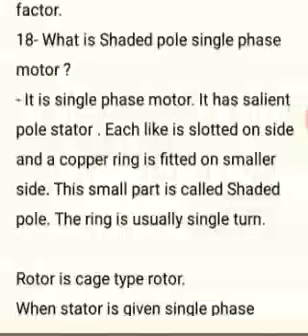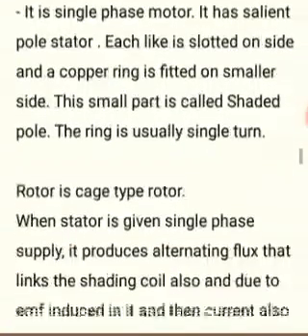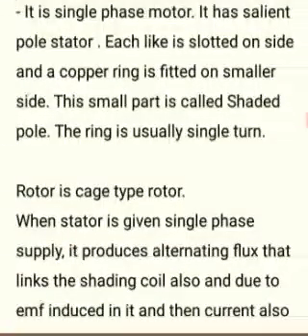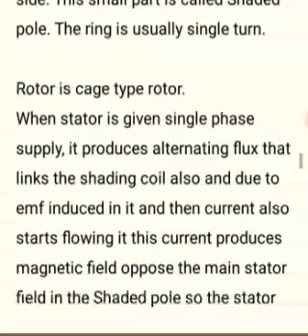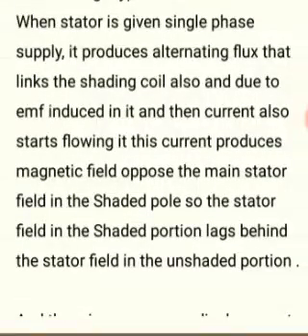What is the shaded pole single phase motor? It is a single phase motor. It has a salient pole stator. Each pole is slotted on the side and copper rings are fitted on the smaller side. The small part is called the shaded pole. This ring is usually called the shading coil. The rotor is a cage type rotor.